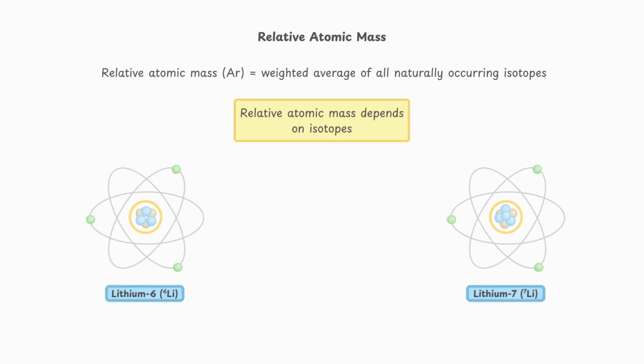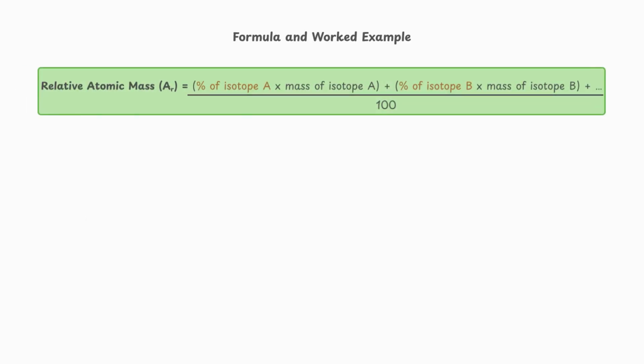Isotopes are atoms of the same element with the same number of protons, but different numbers of neutrons. Because isotopes have different mass numbers and occur in different amounts in nature, the relative atomic mass is usually not a whole number. To calculate relative atomic mass, we multiply each isotope's mass number by its percentage abundance. We then add the results together and divide by 100. If an element has more than two isotopes, we simply extend the formula by adding more terms. This calculation gives a weighted average, not the mass of a single atom.